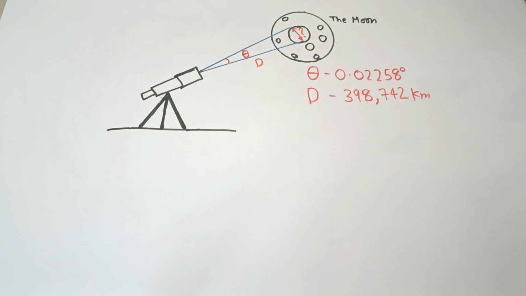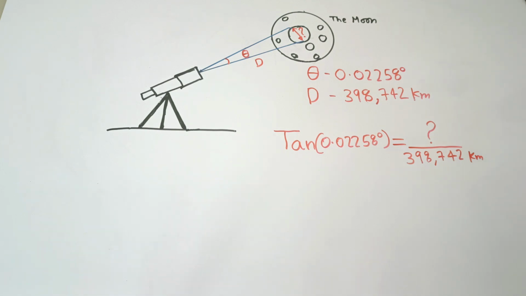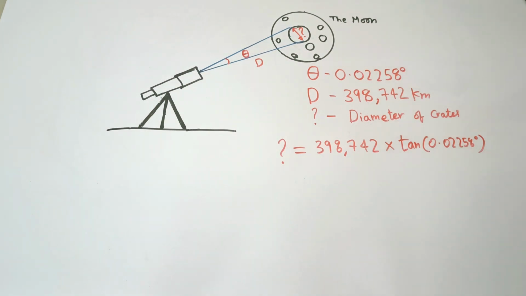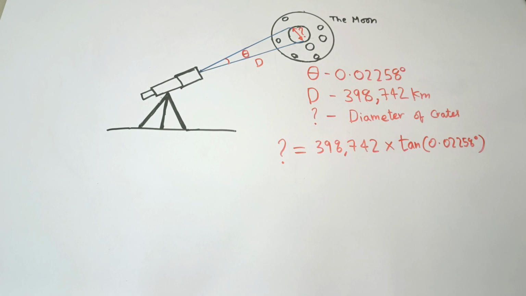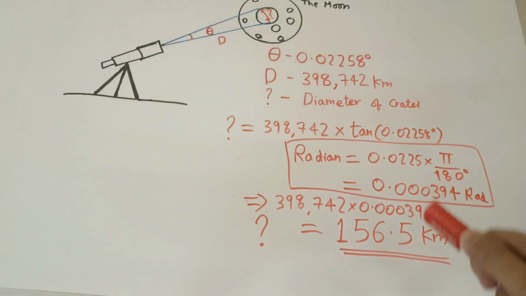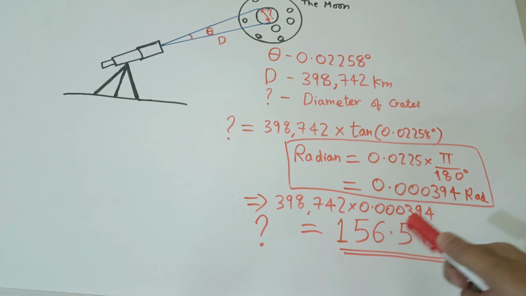Now our final equation is: tan of 0.02258 degrees is equal to the diameter of the crater divided by the distance. You could rearrange this and write it simply as the diameter of the crater is equal to the distance multiplied by the angle. In order to make the calculation a lot easier, you can convert degrees to radians. Since we know that tan of theta is equal to theta according to the small angle formula, that would make the calculation a whole lot easier. So let's just convert this into radians. Finally, on multiplying the distance by the angle in radians, we get the diameter of the crater, which is 156.5 kilometers. How cool is that, guys?